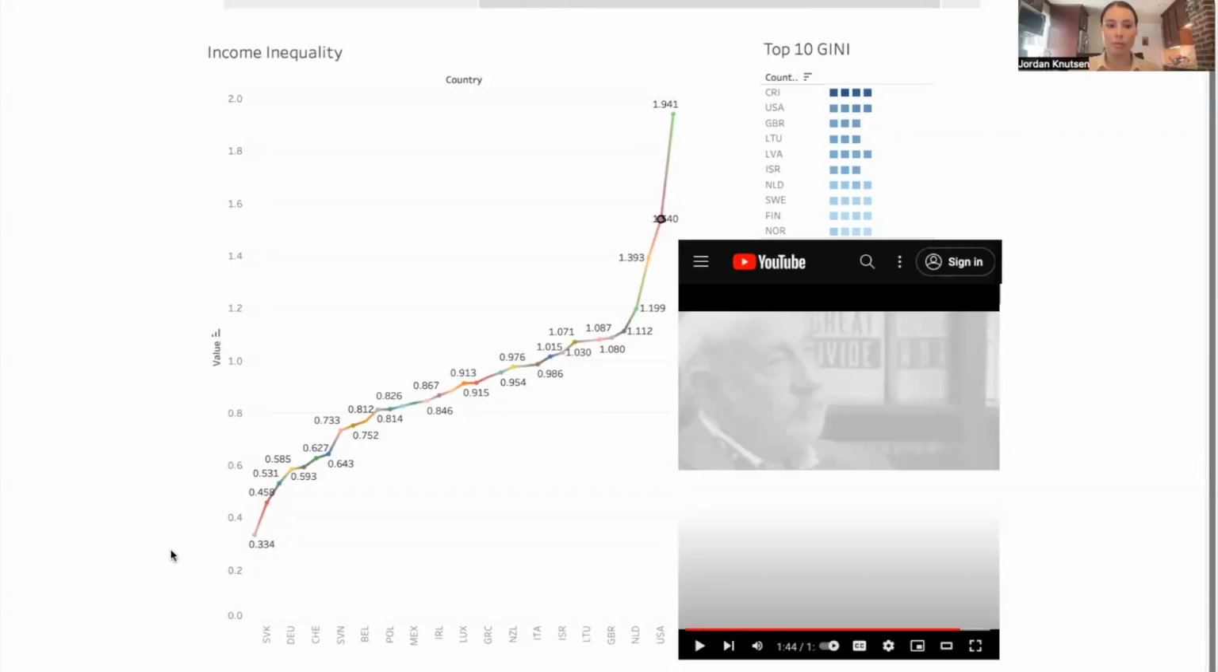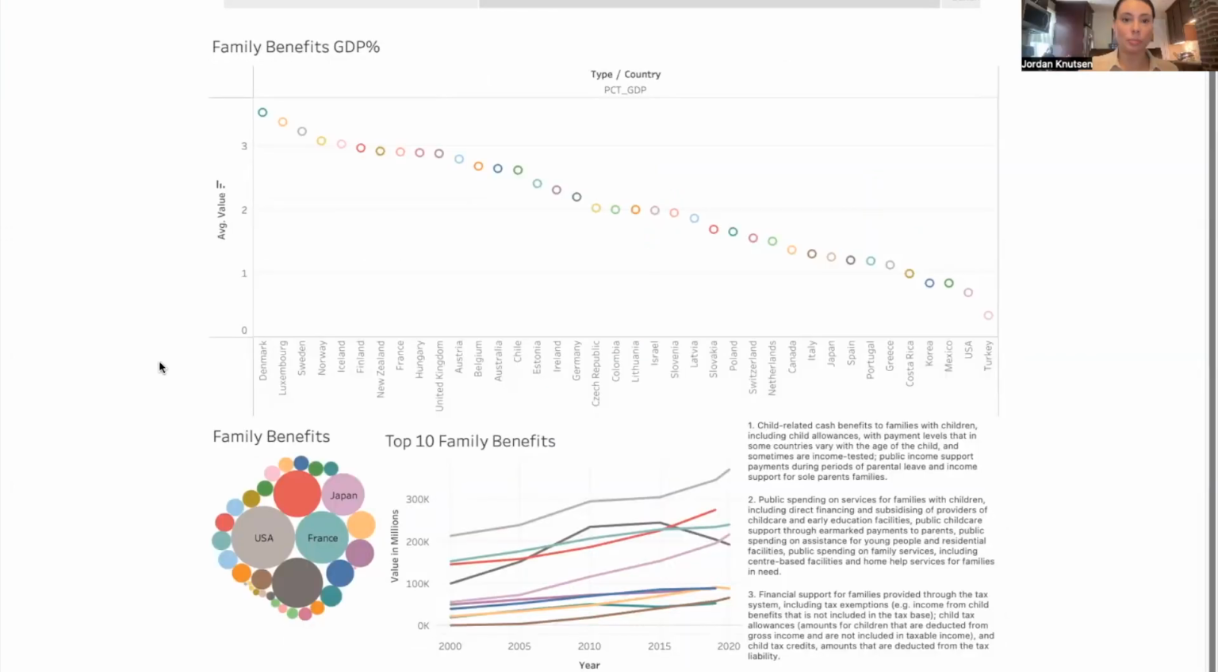Looking at the graph, we can find some of the countries with lower income inequality rates: Japan, Slovakia, Denmark, and Germany. And then over here, we can find some of the highest income inequality rates, to highlight the United States as having the second highest income inequality rates across the OECD.